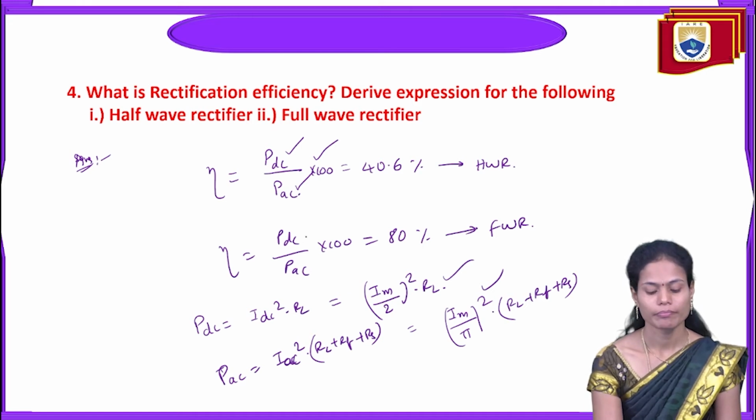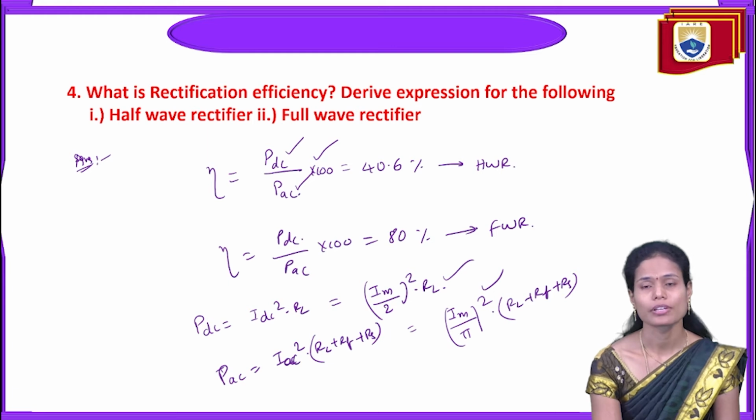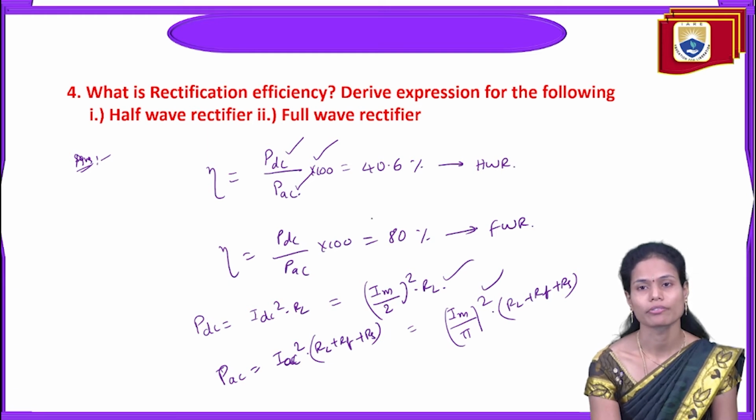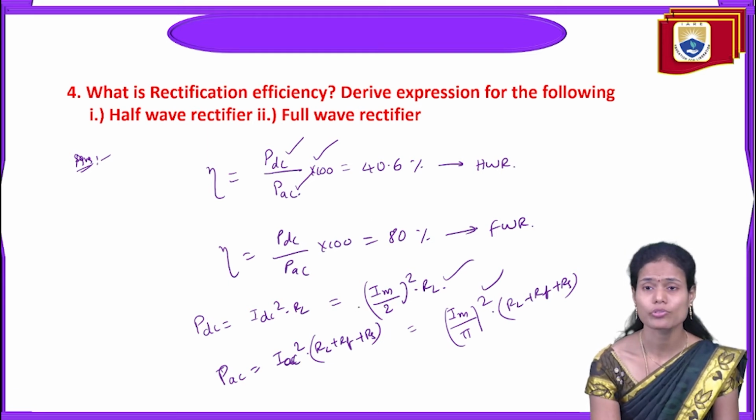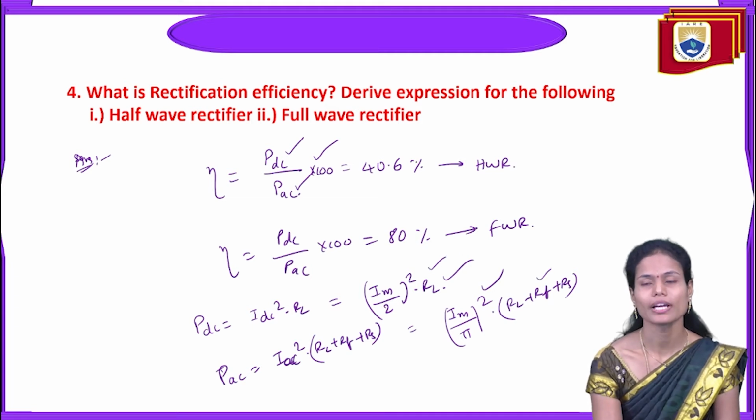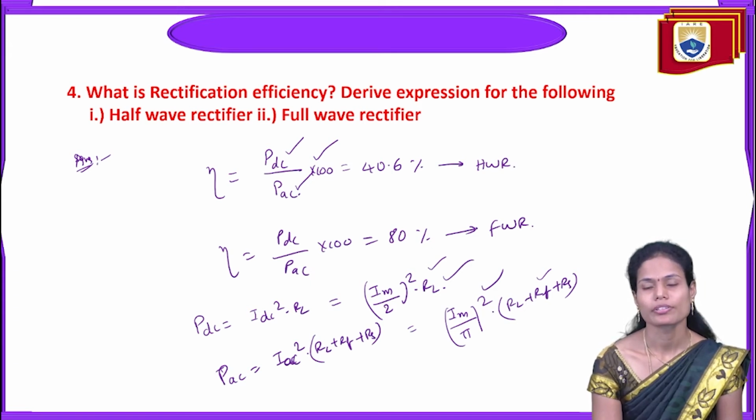Similarly, the DC power as well as AC power in the case of full wave rectifier is different. In that case also we need to solve like this for the PDC and PAC values. If you substitute that, we will get this particular thing. So we already discussed this in the full wave rectifier as well as half wave rectifier analysis session.